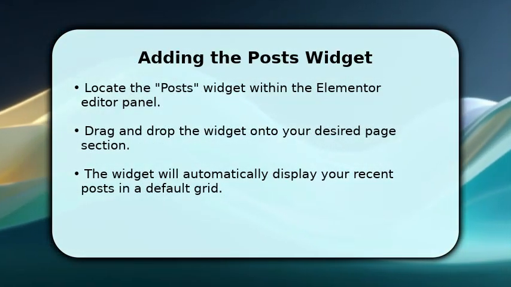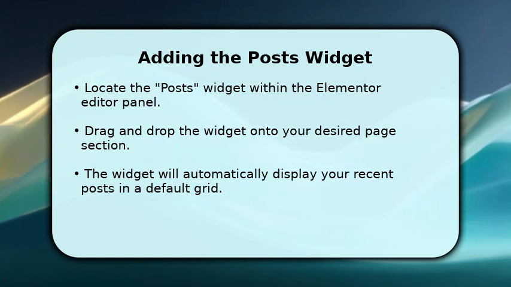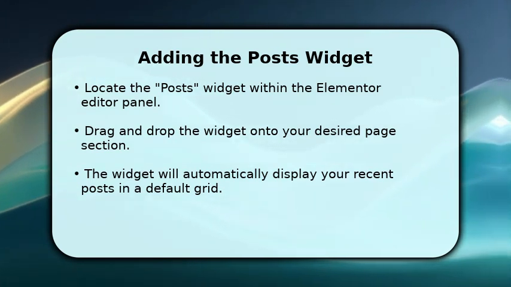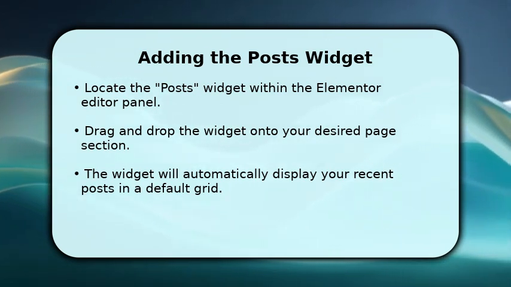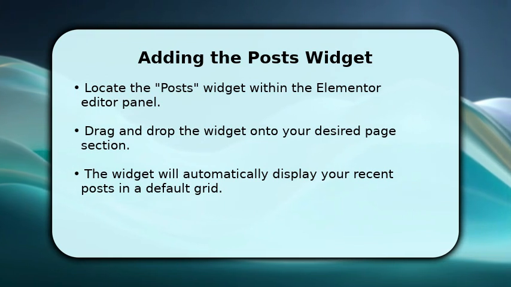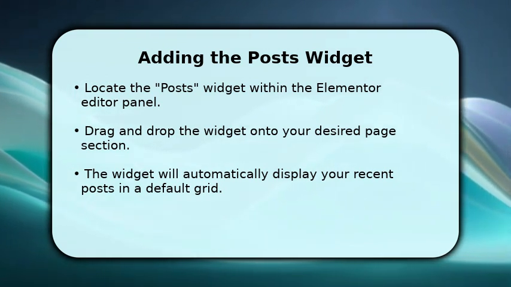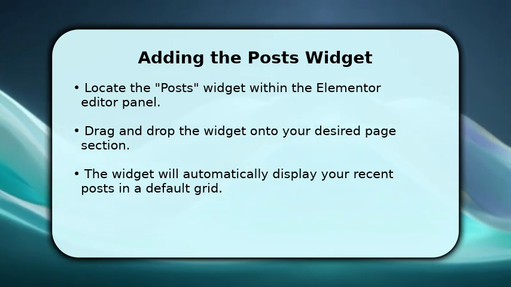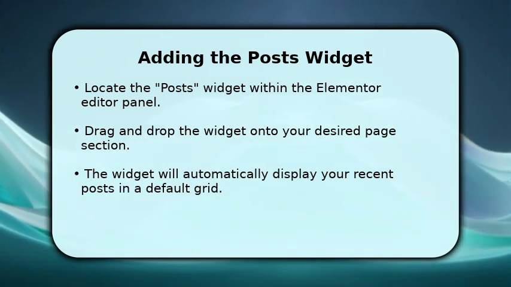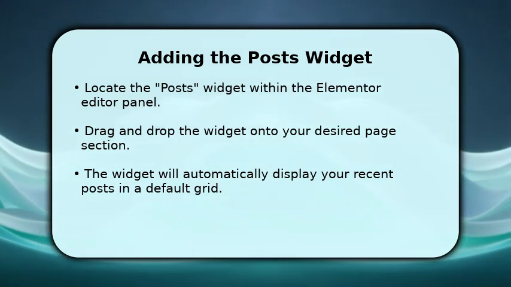To begin, open your Elementor editor and search for the post's widget in the left-hand panel. Simply drag and drop this widget into any section on your page. Immediately, you will see your latest posts appear in a default grid layout, typically showing 3 columns. This initial display provides a great starting point for further customization and design adjustments.